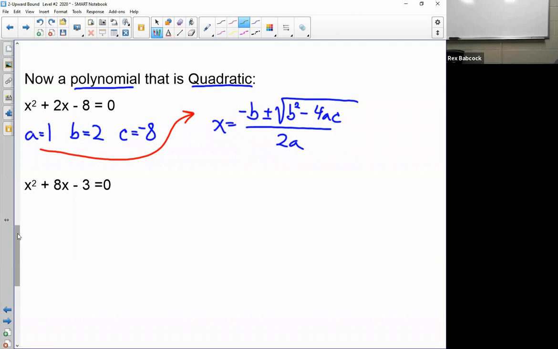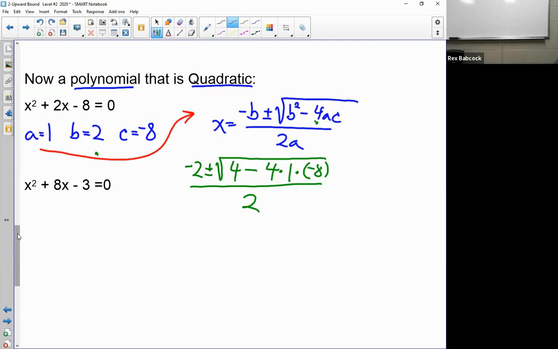So I would say the opposite of b, well here's b, 2, so it's -2, plus or minus big square root, b squared. Well, I know 2 times 2 is 4, minus, so the second one is always a 4, times a, which is 1, times c, which is a -8. And it's all over 2a. 1 times 2 is 2. Well, that's the solution, but they always expect you to use order of operations, PEMDAS, to simplify.